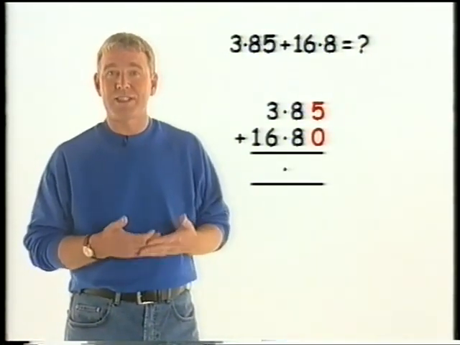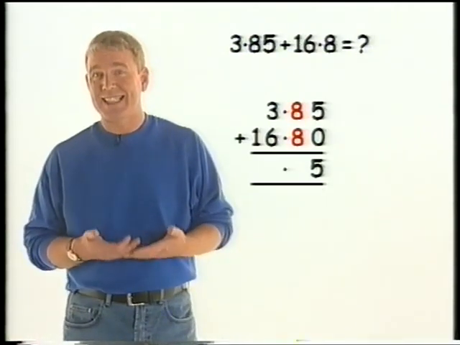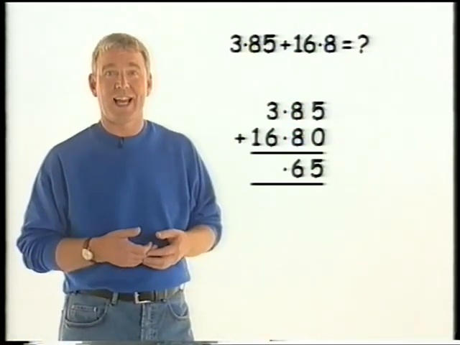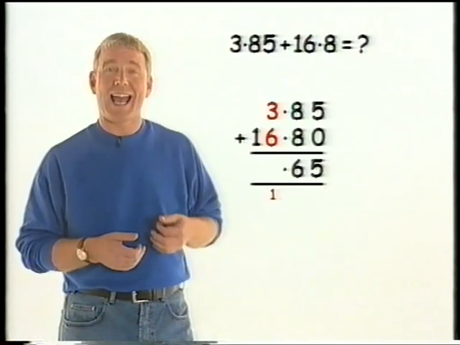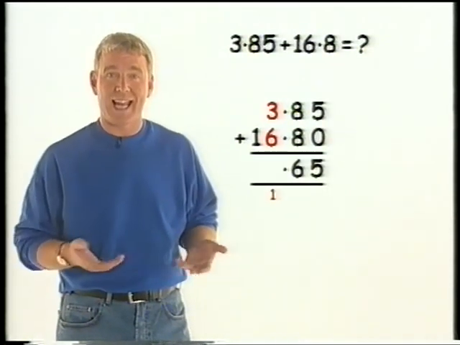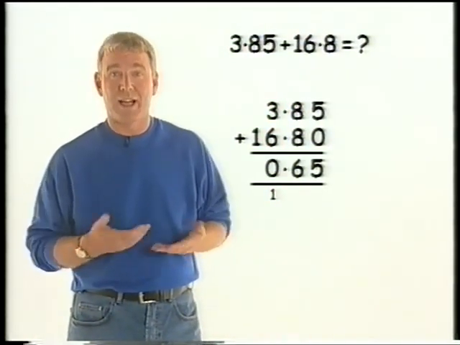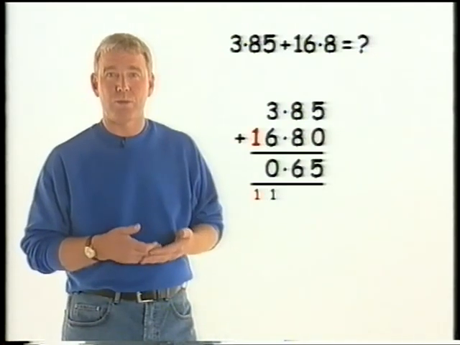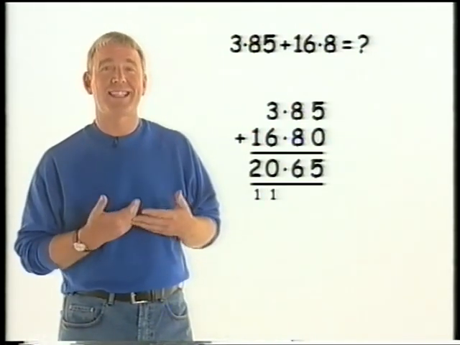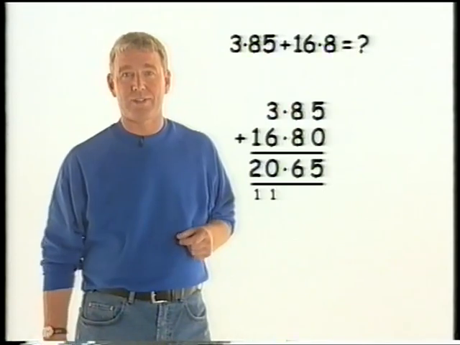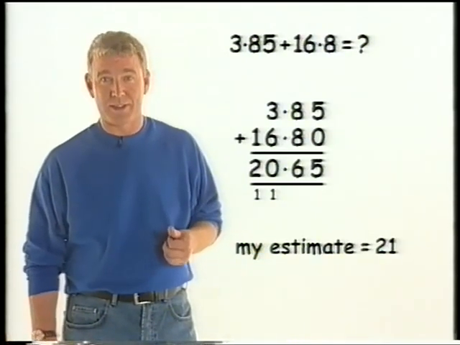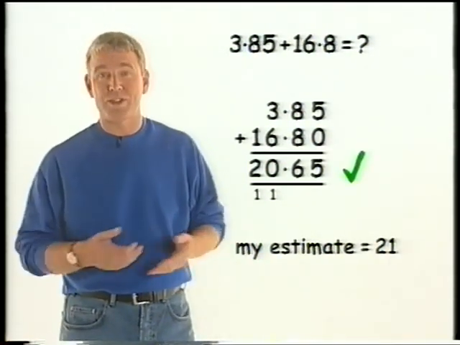5 and 0 is 5. 8 and 8 is 16. Put down the 6 and carry 1. 6 and 3 and 1 is 10. Put down the 0 and carry 1. 1 and 1 is 2. That's 20.65, and that is close to my estimate of 21. So I'm sure it's the right answer. I think I'm ready to have a go at this question now.